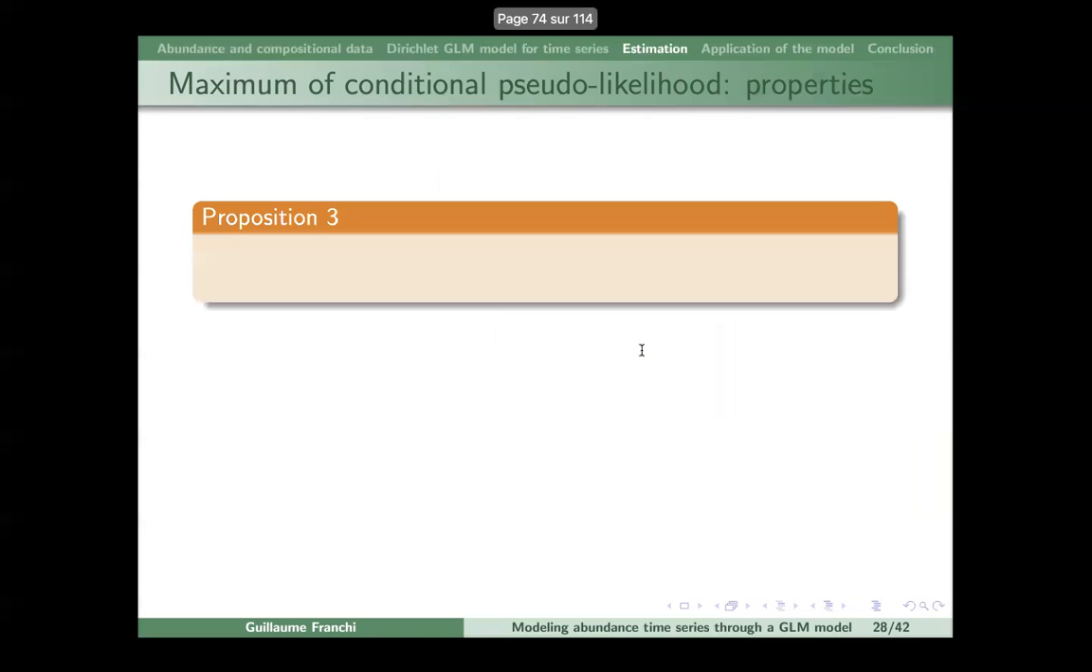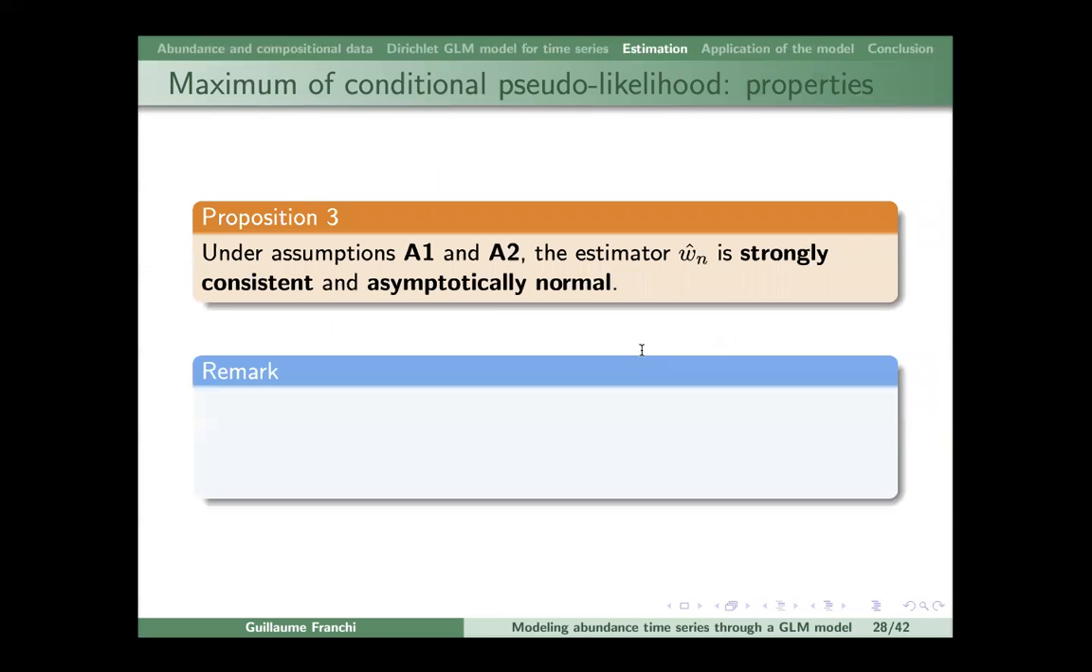We have the same result. We have the same asymptotic result. So it is also a strongly consistent estimator and asymptotically normal. It is easy to compute, like I said.